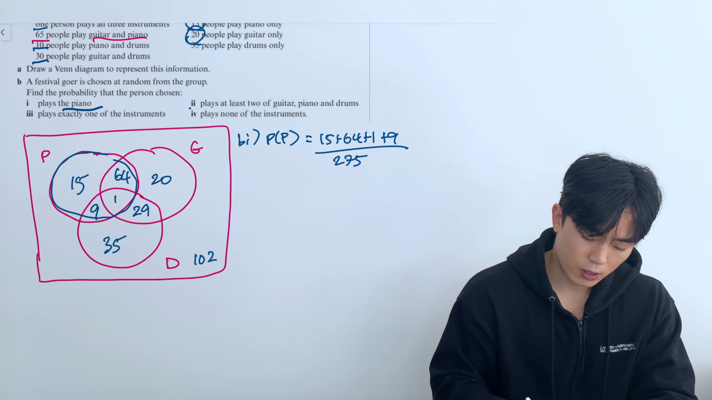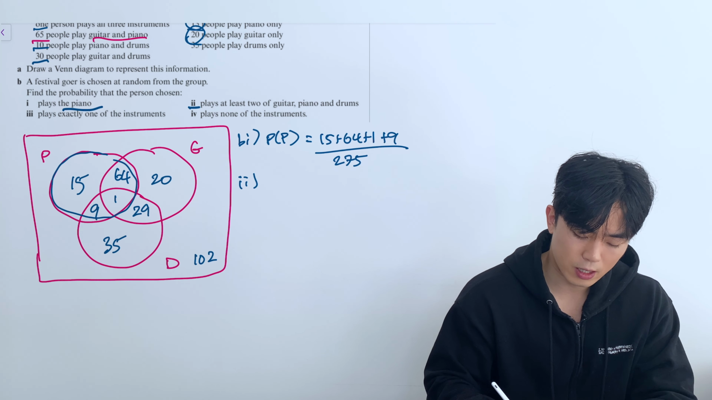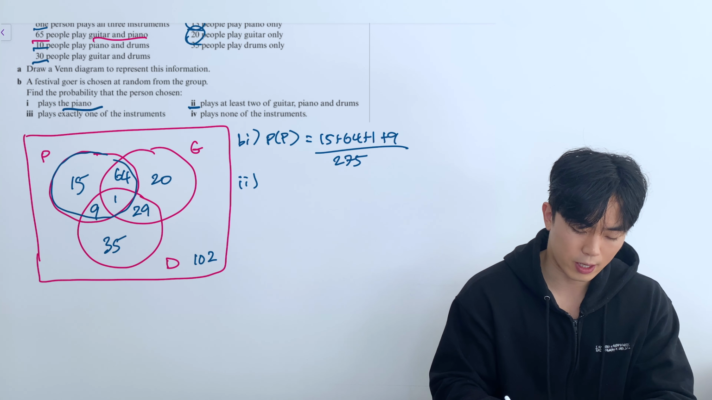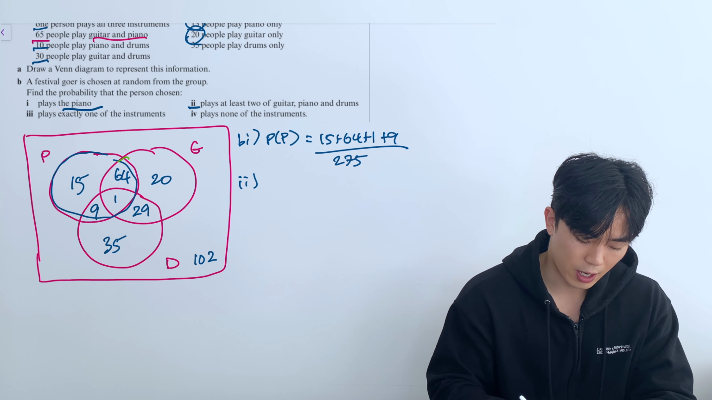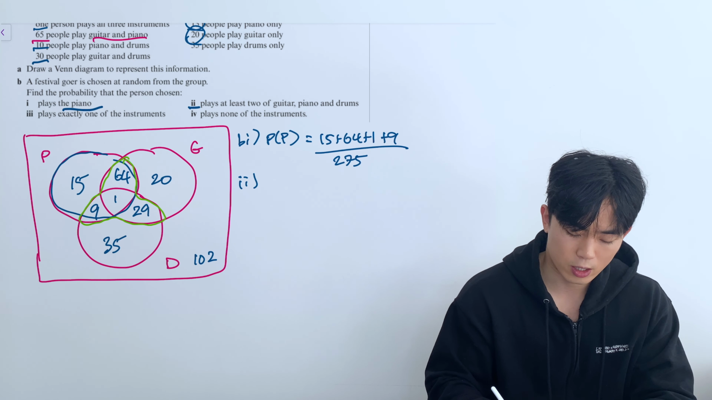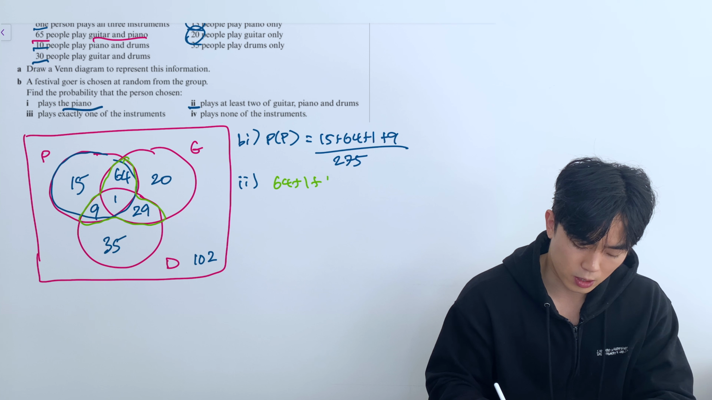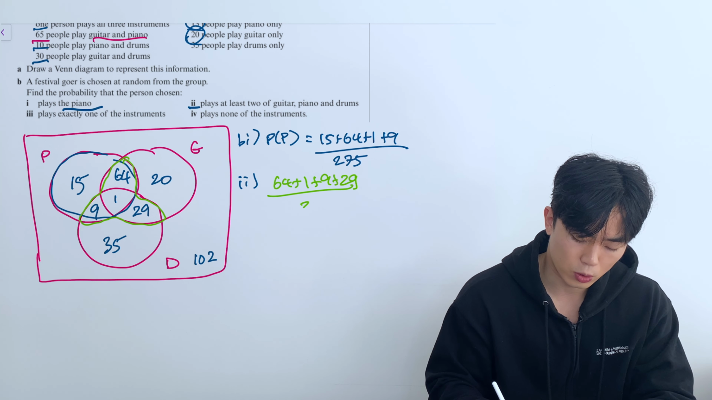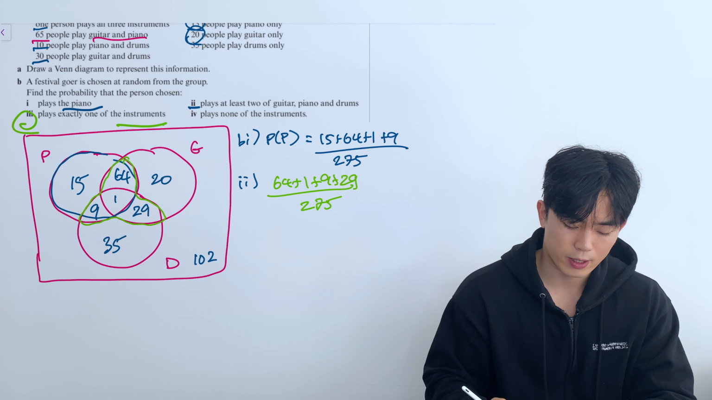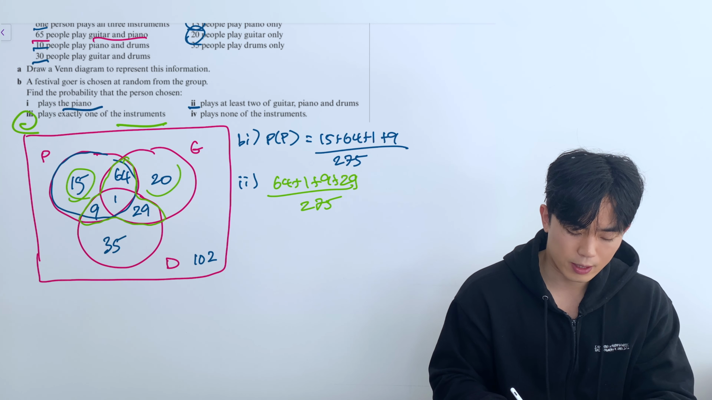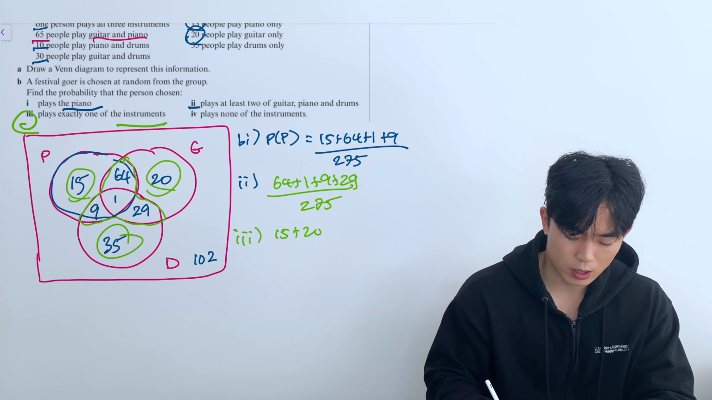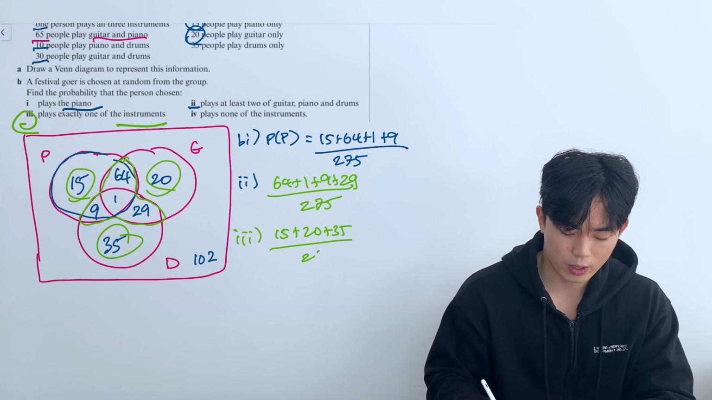Part 2, it says find the probability that at least 2 of the guitar, piano and drums are played. At least 2 represents basically this section here, because all these people represent 2 or more. That's going to be 64 plus 1 plus 9 plus 29 over 275. Then, plays exactly one of the instruments. Exactly one will represent this value here, this one here, and this one here. So that's going to be 15 plus 20 plus 35 over 275.